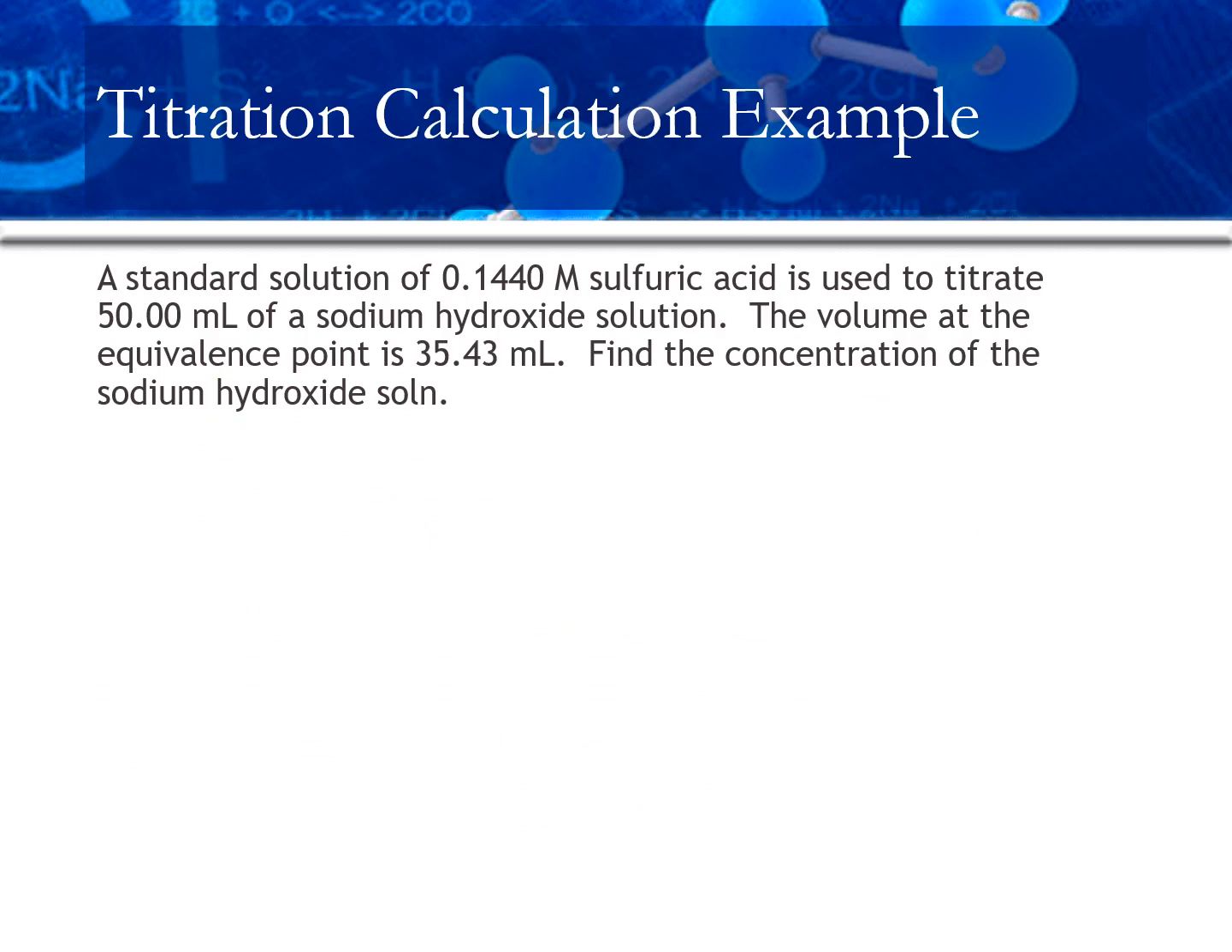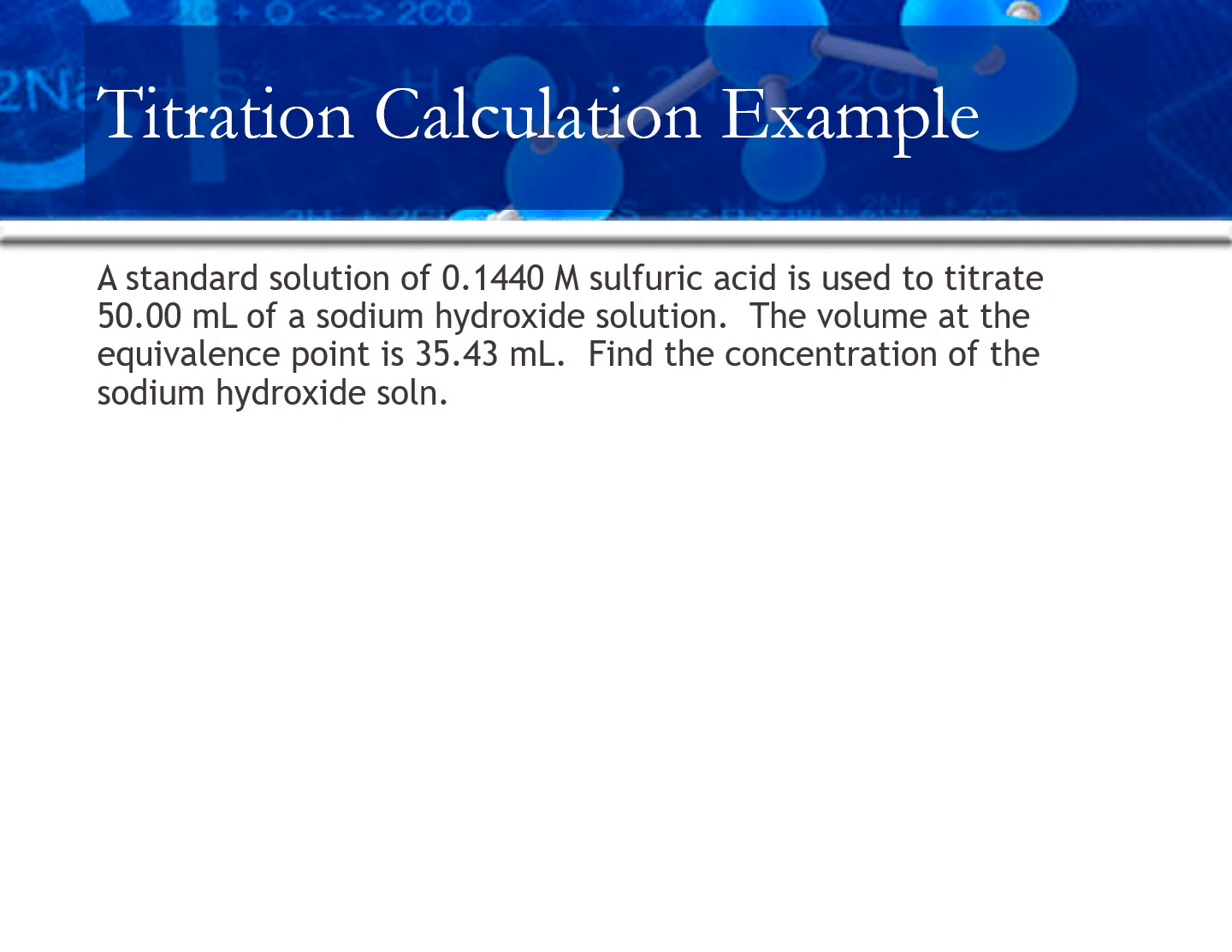Now, let's do a quick calculation example of a titration. Suppose we have a standard solution of 0.1440 molar sulfuric acid, and we use that to titrate 50 milliliters of a sodium hydroxide solution. So the sodium hydroxide is in the beaker. We're dripping sulfuric acid into it. We start with 50 milliliters of the base. It's important to keep track of which volume goes with which substance. The volume at the equivalence point is 35.43 milliliters. That means this much of the acid has been added.